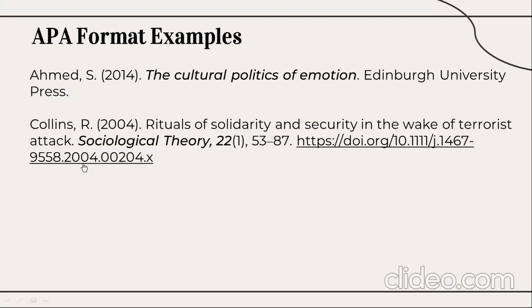Then the next format we have here is when we cite any of the articles from a journal. Same format as we have done in the MLA style. Only one difference we have here. We are writing the year of publication the very next to the author. So Collins R 2004. That's the article, The Ritual of Solidarity and Security in the Wake of Terrorist Attack. Then in which journal was it published? Sociological Theory, and the volume is 22. Issue is 1, page number 53 to 87, and the URL address we have mentioned here. So this is how you can use this APA format.